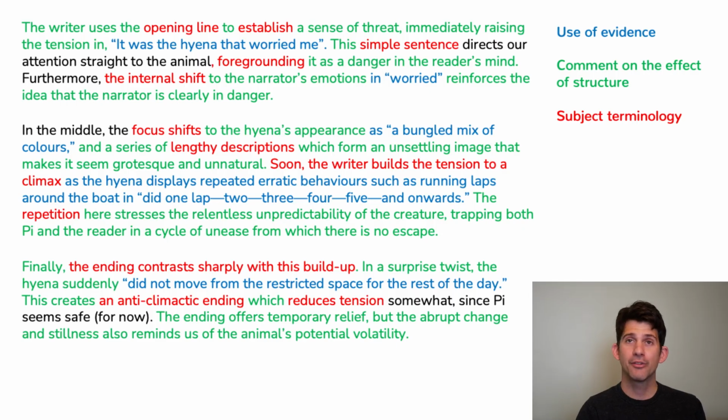In the middle, the focus shifts to the hyena's appearance as a "bungled mix of colours," and a series of lengthy descriptions which form an unsettling image that makes it seem grotesque and unnatural. Soon, the writer builds the tension to a climax as the hyena displays repeated erratic behaviours, such as running laps around the boat in "did 1 lap, 2, 3, 4, 5, and onwards." The repetition here stresses the relentless unpredictability of the creature, trapping both Pi and the reader in a cycle of unease, from which there is no escape.